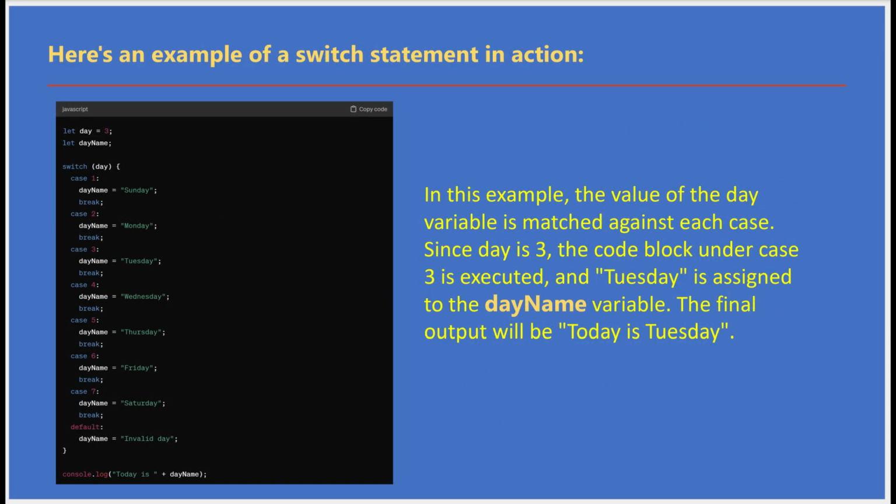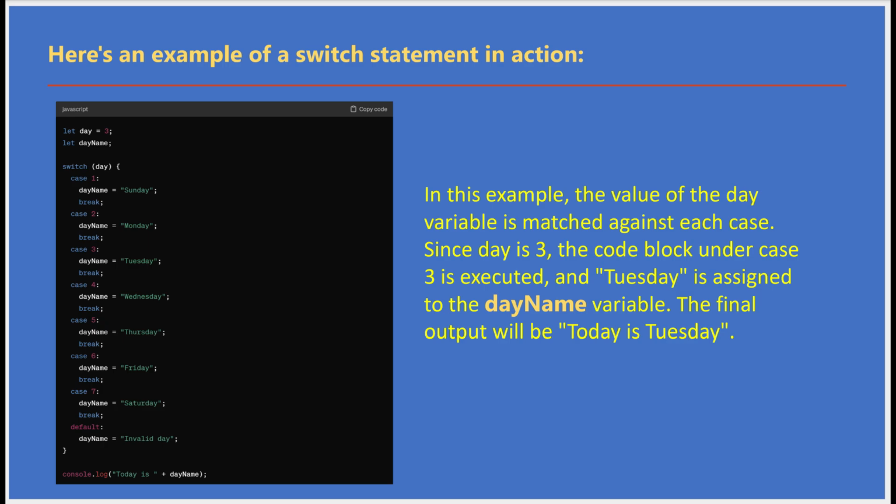Let's look at an example. Suppose we have a variable day with the value 3, and we want to find out the corresponding day of the week. We can use a switch statement to match day to the correct day name. If day is 1, day name becomes Sunday. If day is 2, day name becomes Monday, and so on, until we've covered all 7 days of the week. If day doesn't match any of our cases, we default to invalid day. After running this code, our console would display today is Tuesday, since day was 3.